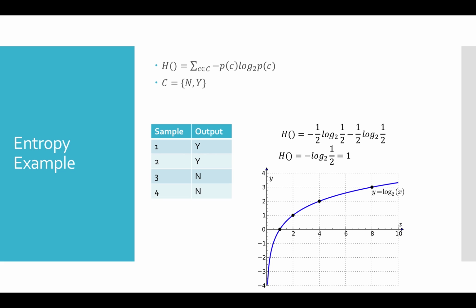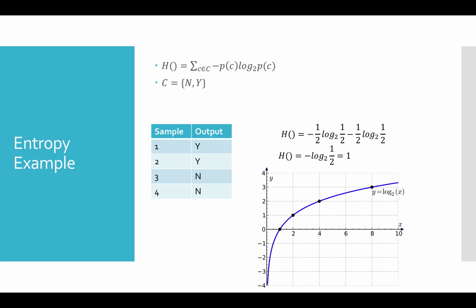Now for a more interesting case, if we have 4 samples, 2 of which have a label of yes, and 2 of which have a label of no, we get a more interesting value for entropy. What's our probability of no? Our probability of no is 1/2. Okay, what's our probability of yes? It's 2 out of 4, so again, it's going to be 1/2. So then our entropy becomes negative 1/2 log of 1/2 minus 1/2 log of 1/2. So what is that? It's 1.